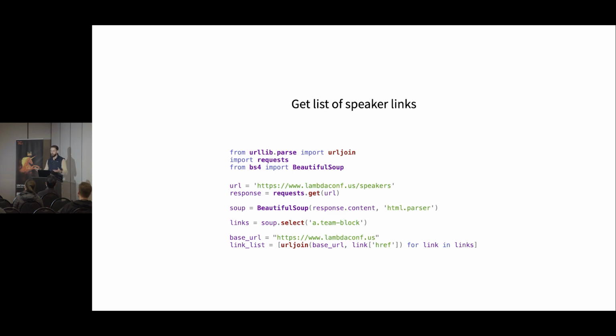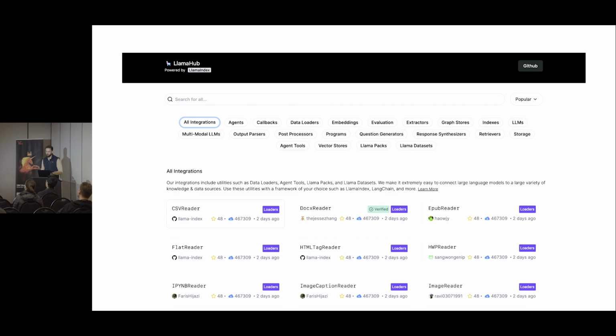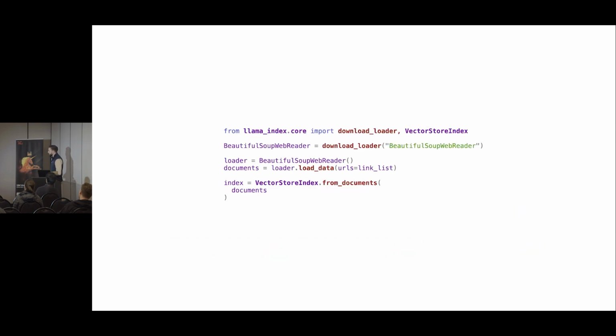And well, reading from a website is not something that Llama Index does by itself, but there is this portal called LlamaHub. And LlamaHub is awesome because there's all kinds of integrations that we can use with Llama Index. There's all kinds of data loaders from various sources. And there's one that we could use. It's called the Beautiful Soup web reader.